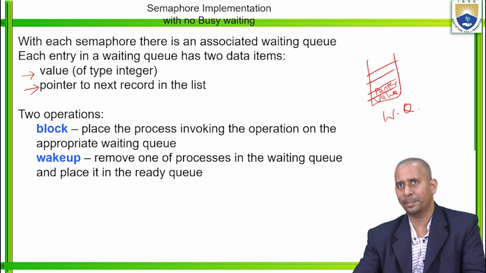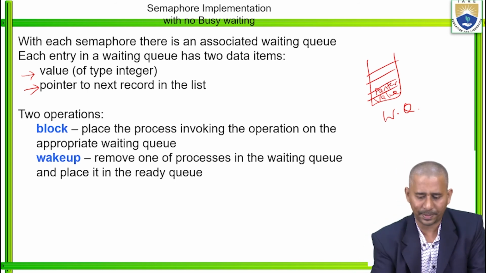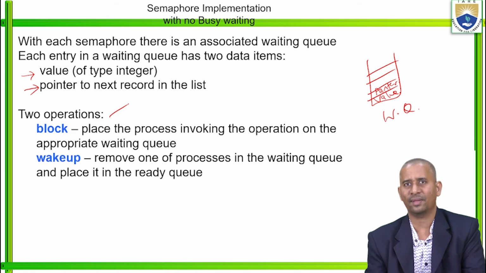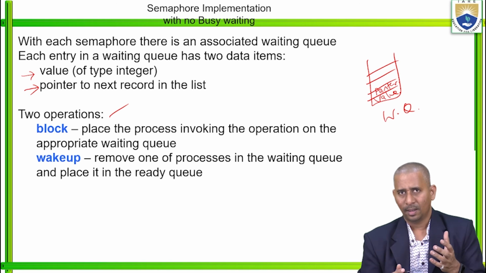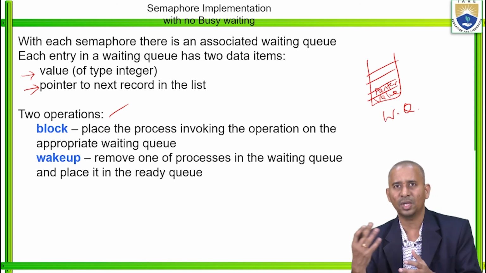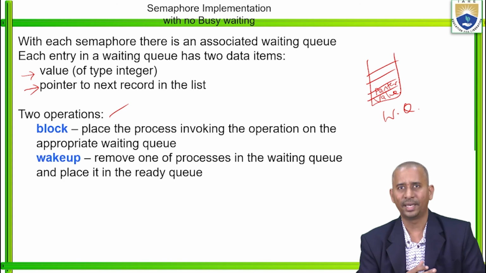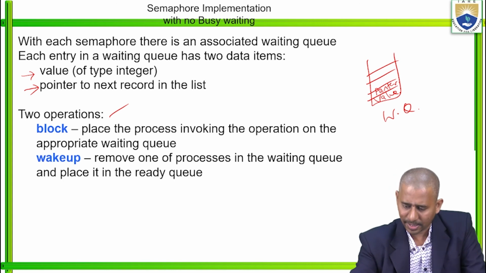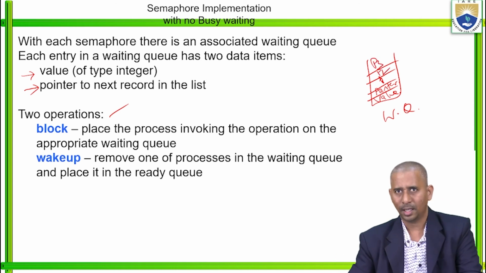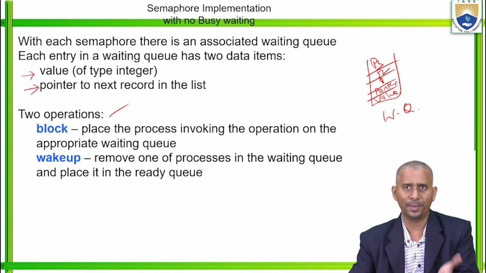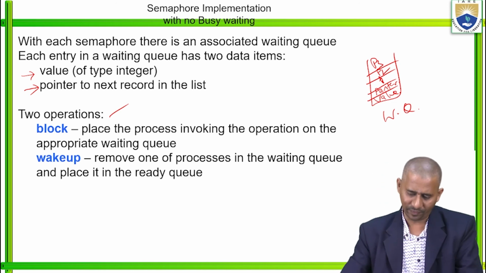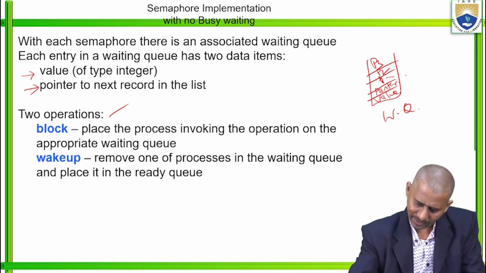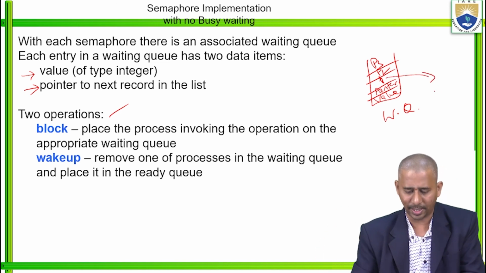Now this particular semaphore implementation with no busy waiting is done based upon two operations. One is block, another one is wake up, right? So what does block mean? It places the process which invokes the operation on the appropriate waiting queue. Let us take, for example, P1, P2 and P3. P1, P2, P3 are blocked because the process invoking the operation is placed on the appropriate waiting queue. If there is a chance, then automatically P1 enters and executes its critical section.